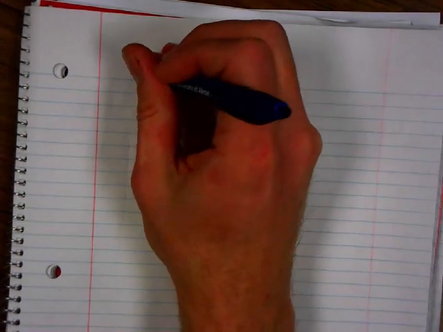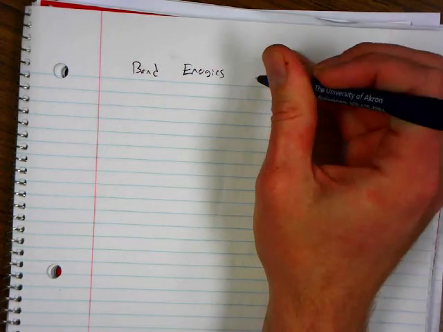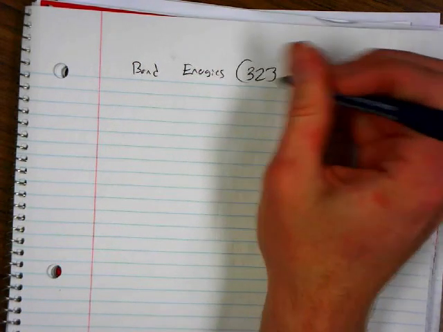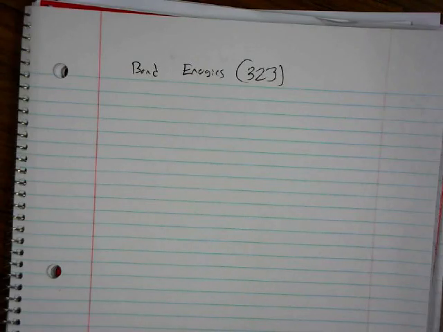I think I can fit this. Now I'm going to turn the page. I write too big. Okay, next part's also super easy. This is bond energies. Open up your book to page 323.